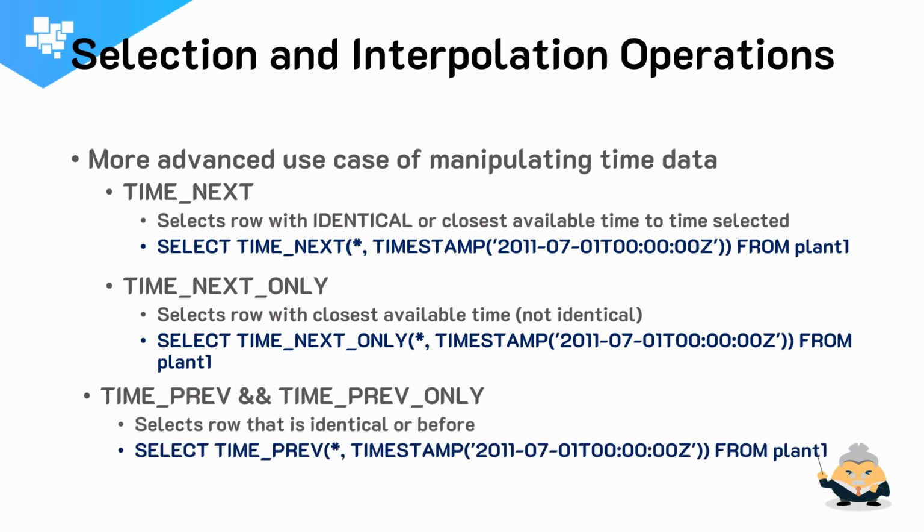Next up is the same things, but for previous. I just combined them in one. So there's time previous and time previous only. Same idea as before. Time previous, I'll just say the whole thing. Time previous will find, if it's identical, that row key, or if it can't find that exact row key, it'll find the one previous to that. And then previous only does the same thing. It will not find the identical. It will only find the timestamp prior to the one that we entered into the query.